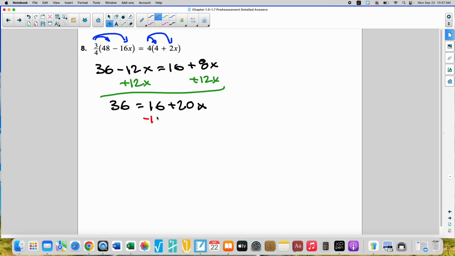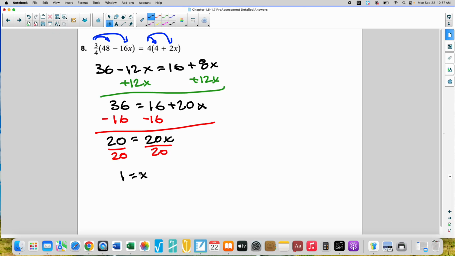Now I'll subtract those 16s. And that gives me 20 equals 20x. Divide by 20, divide by 20. And 1 equals x.